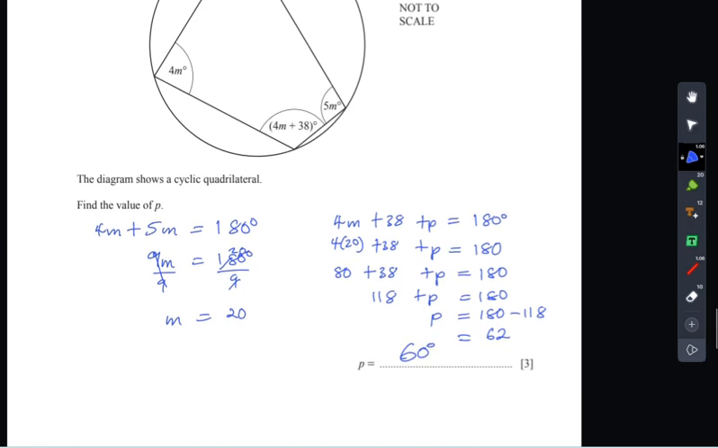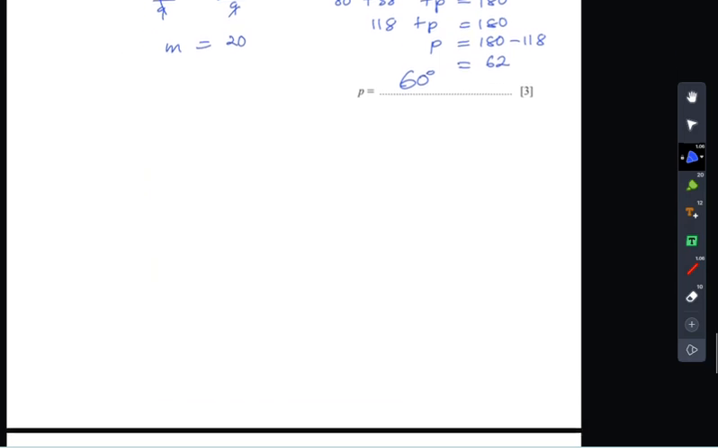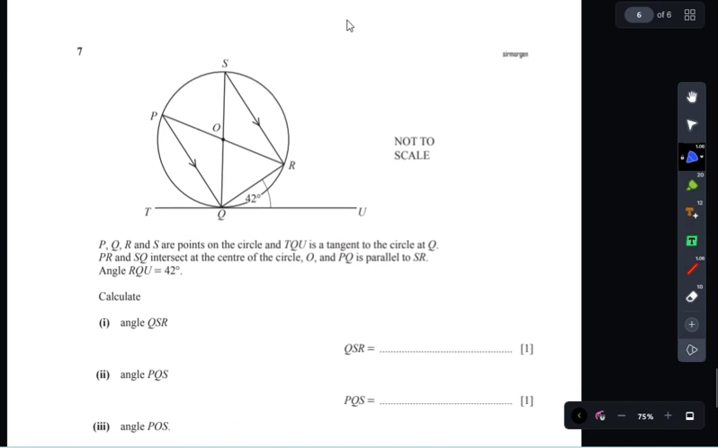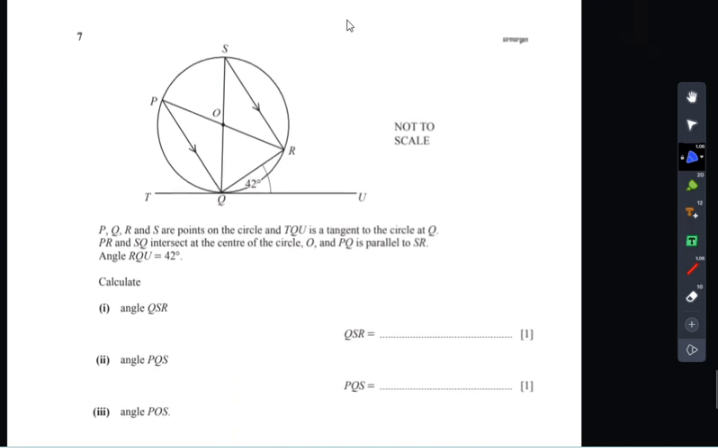All right, let's move on to the next one. So this is the last one. All right, so P, Q, R, and S are points on the circle. T is a tangent, TQ is a tangent at Q, intersects there with a center O. Interesting. Remember, you don't answer these questions right away. So let's start by filling in the gaps.